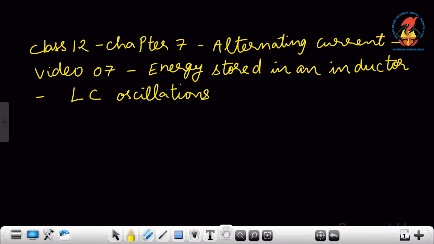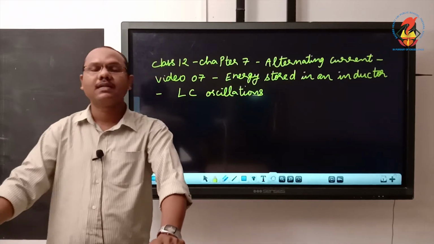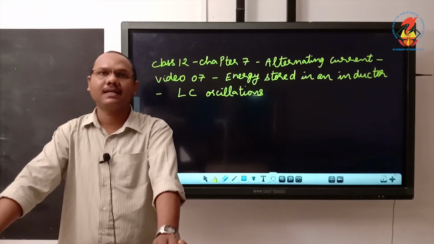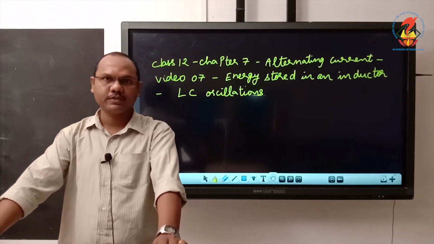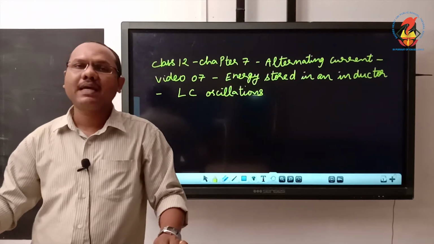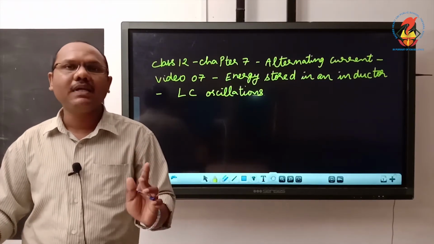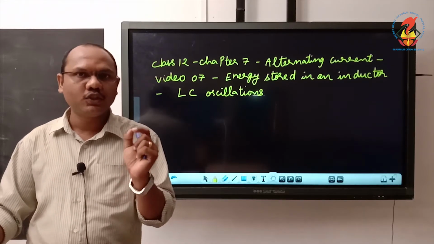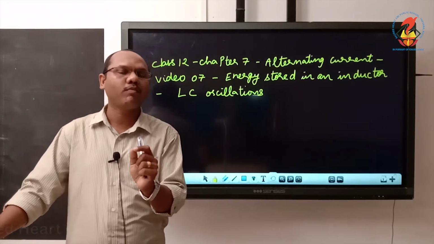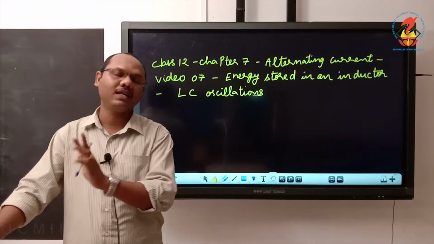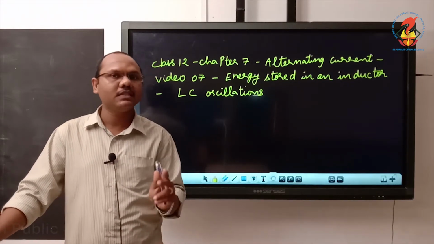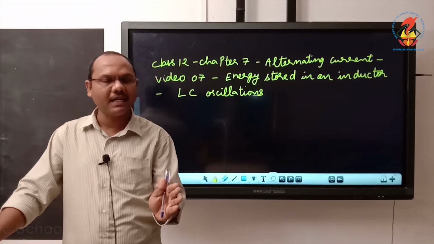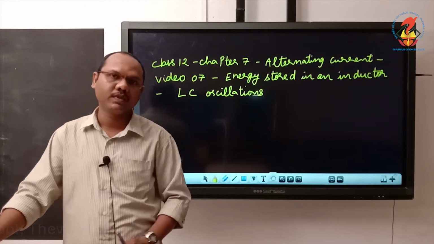Good morning, students. Today we are going to discuss the energy stored in an inductor and LC oscillations. So, do you know what is meant by inductor? Inductor means it is a solenoid, and solenoid stores energy in the form of magnetic potential energy. So, energy stored in the inductor is magnetic potential energy.